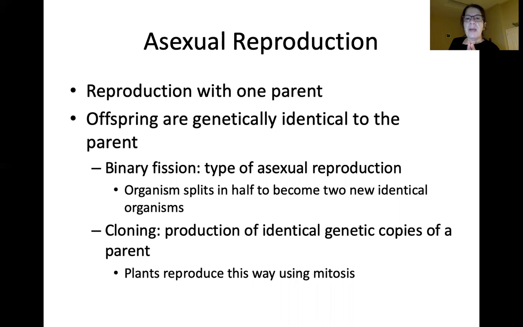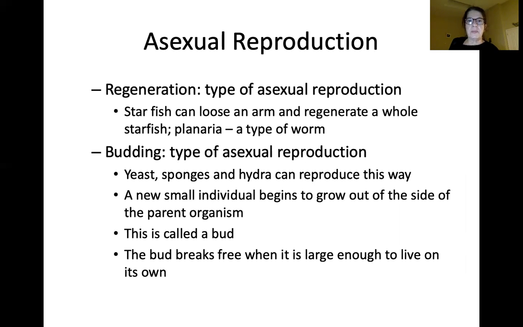There is also budding, where the new organism is actually like a little bud. It is smaller than the parent organism. And there's cloning, which is a production of identical genetic copies from the parent. So plants reproduce this way using mitosis. So here's the budding. The budding is a type of asexual reproduction. Yeast, sponges, hydra can reproduce this way. A new small individual begins to grow out of the site of the parent organism. It's called a bud. The bud will break free once it's large enough to survive on its own.